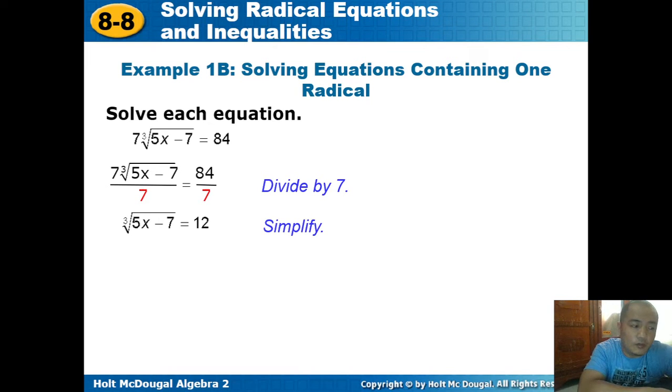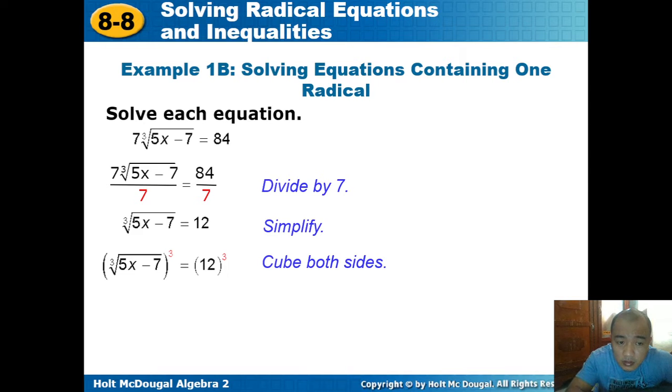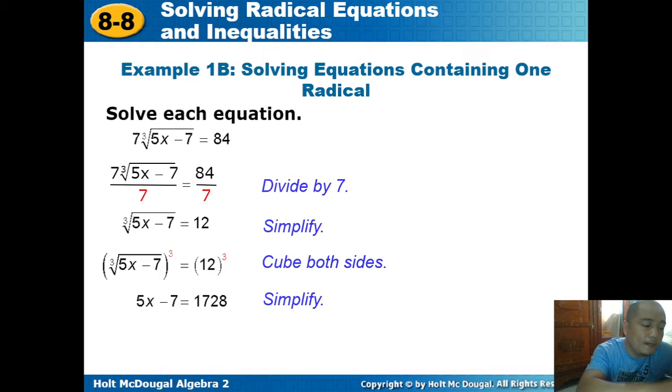So from the cube root of 5x minus 7 equals 12, let's simplify. Let us get the cube of both sides. So that it should be equal to cube root of 5x minus 7 cubed is 5x minus 7. 12 times 12 times 12 is 1728.